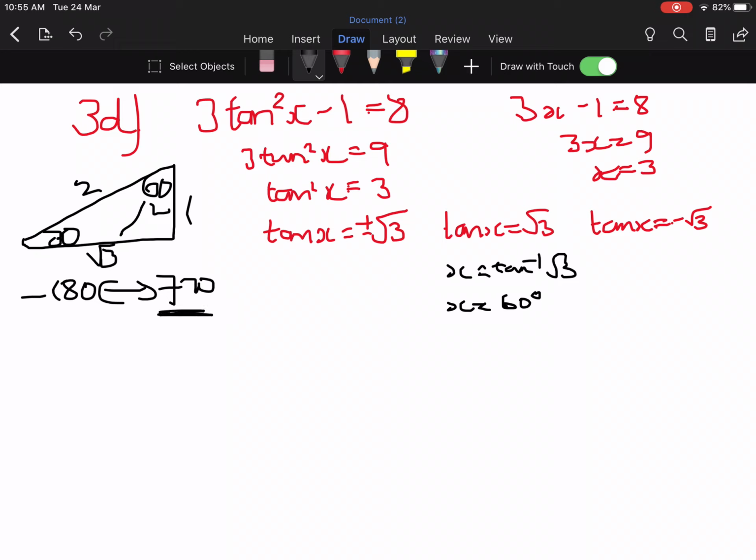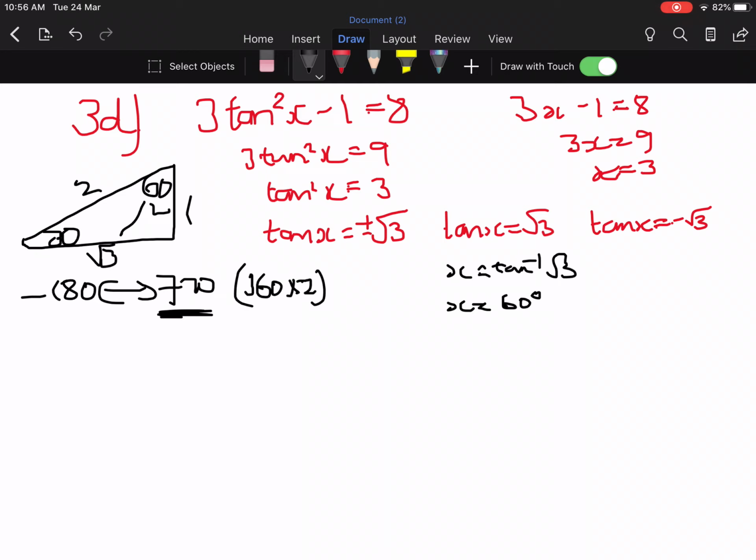Now the fact that this is 720 means I have to go into another cycle, because 720 is 360 times 2. So that means I have to go into the second cycle. And when you do that with tan, each cycle is 180 degrees. So we've got to just keep adding 180 degrees onto our original answers.